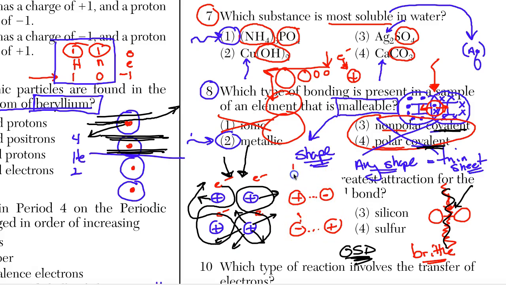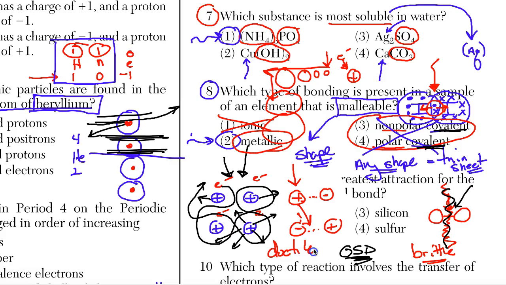Now if you apply a stress, let's say a hammer, and you push this ion closer this way, well, what's going to happen? This positive and this positive repel, and basically you're going to have a cleavage, and what that means is you're going to be able to break this thing. So that does not work for ionic compounds. Number 8 is 2. Malleable is a property of metals, and metals, when they bond with themselves, are called metallic bonds. And it's the same reason if they use the word ductile.